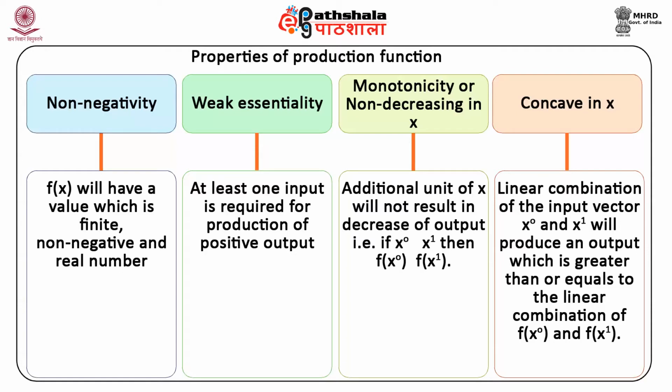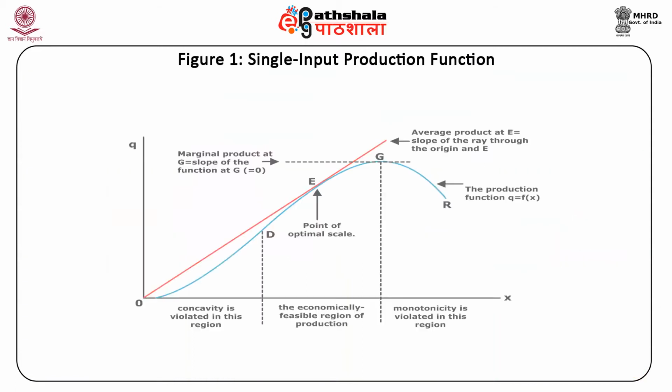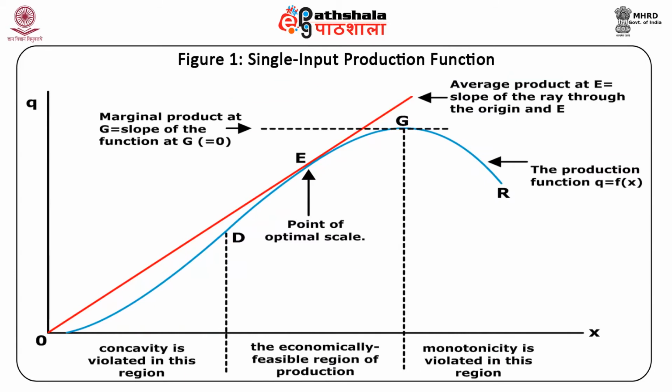One of the simplest ways to understand the production function and the associated properties is by considering a single input production function as given in figure 1. From the figure, it can be deduced that first, all the values of Q are non-negative and finite real numbers for given x on the horizontal axis. This satisfies the non-negativity property. Second, the property of weak essentiality is fulfilled as the function passes through the origin.